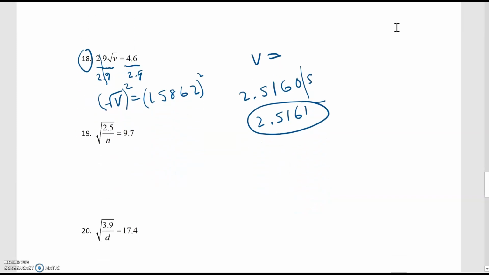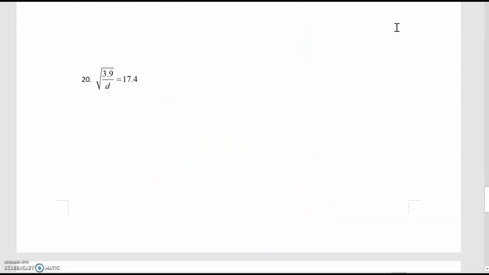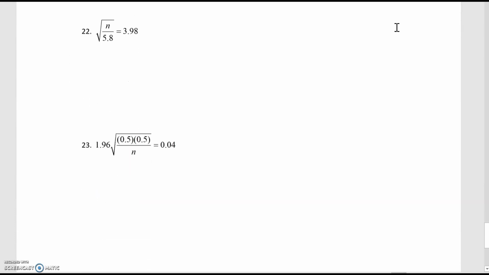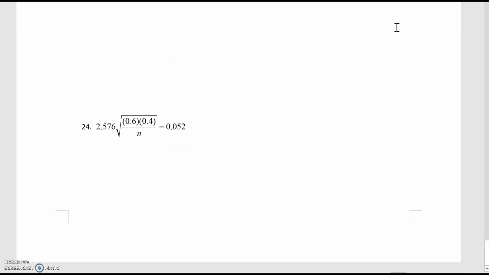All right, let's take a look at number 24. This is the most complicated of all. If you can do this one, then you can do all of them. So this one has several steps. First, you want to clear out that 2.576. So you do the opposite of multiplying, which is dividing. Then I've got to square to get rid of the square root, and then I can solve for n after that. But let's just do this one step at a time.